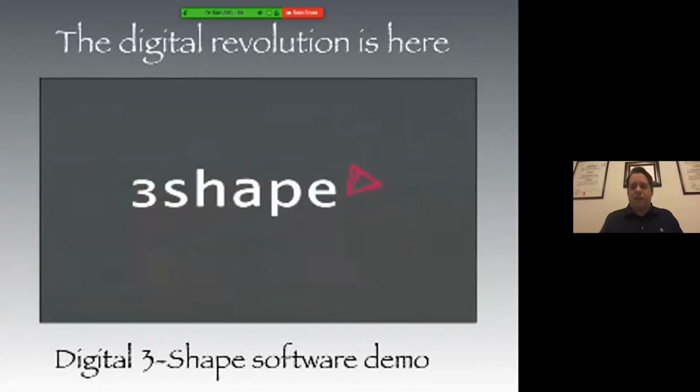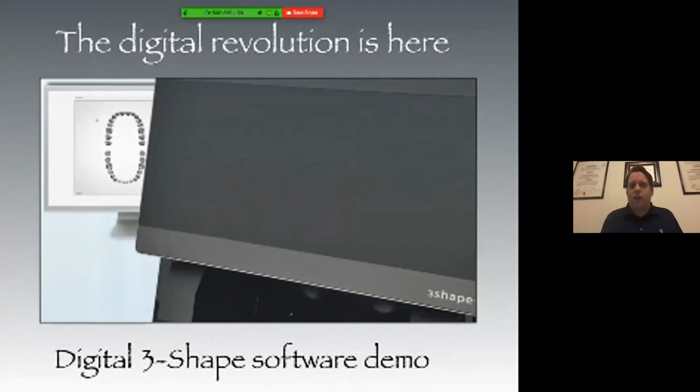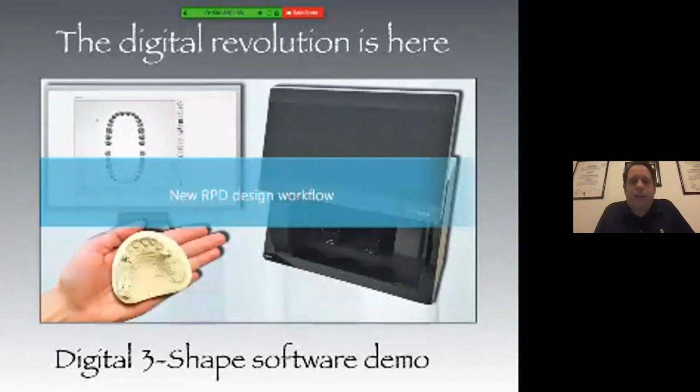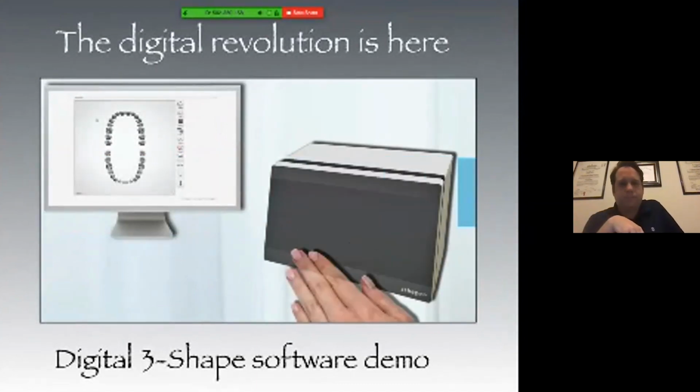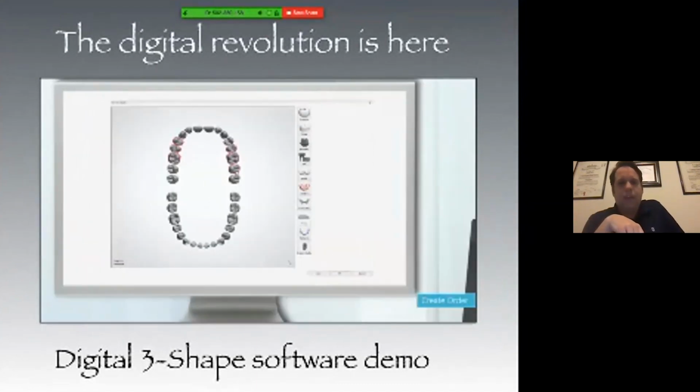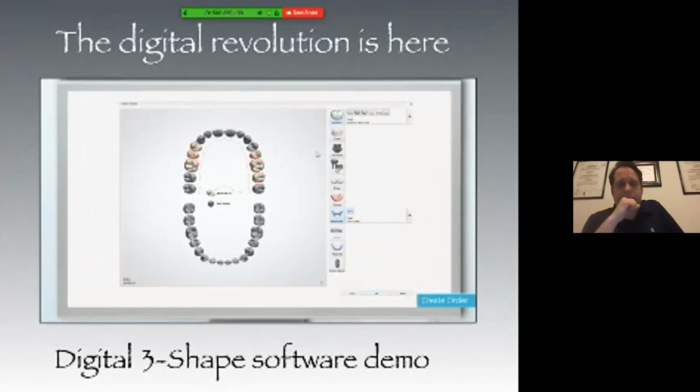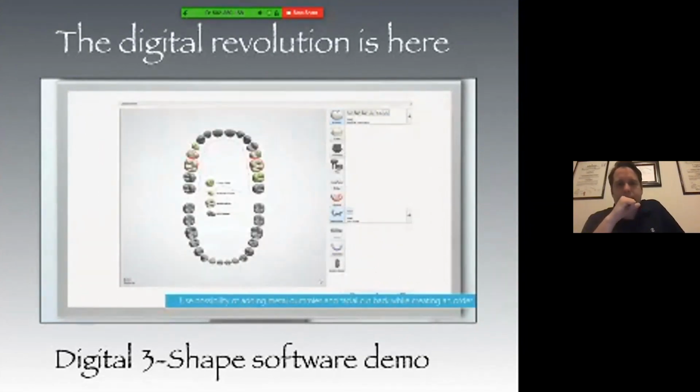Now, with digital technology, a lot of those steps are now a click of a button. And if you make a mistake, just unclick it. And that's it. I'm going to show you here a video of nowadays how the digital technology is changing the concept of the workflow of removable partial dentures.